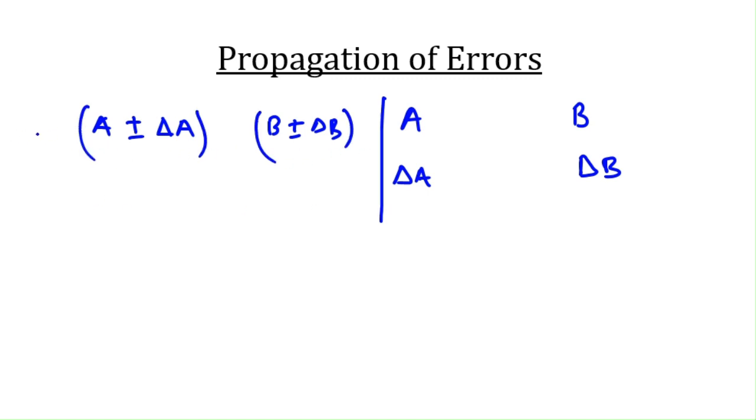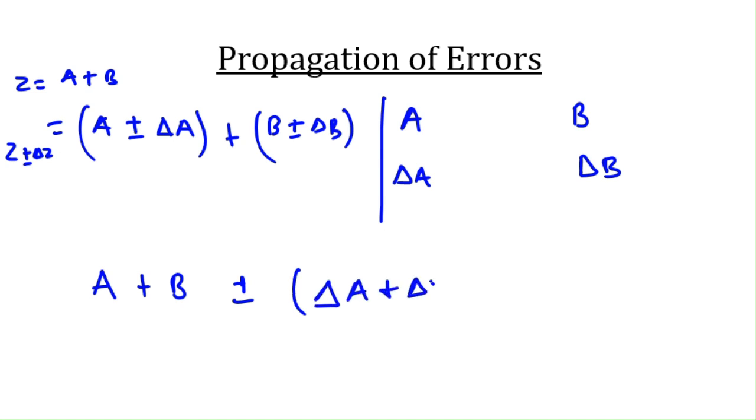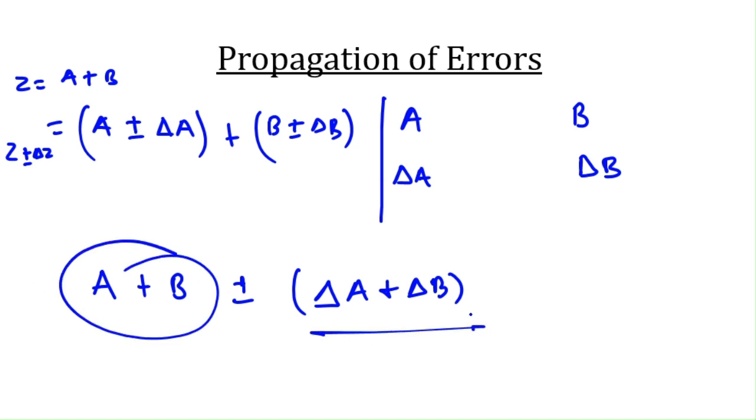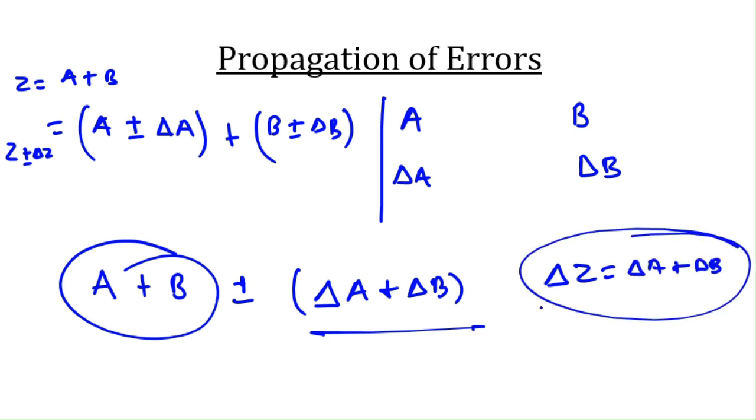And if we are adding or subtracting, let's say there is another quantity Z equals A plus B. We can write Z along with its absolute error delta Z as A plus B, plus minus delta A plus delta B. So we can see here that delta Z is nothing but delta A plus delta B, and this is the propagated error. So if we have two different measured values, and this can be generalized for n values also.